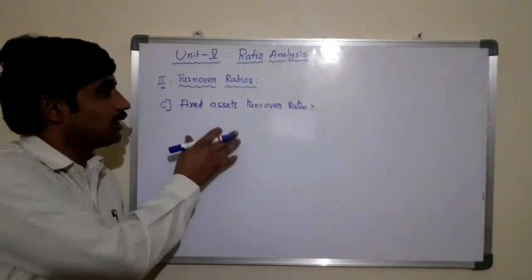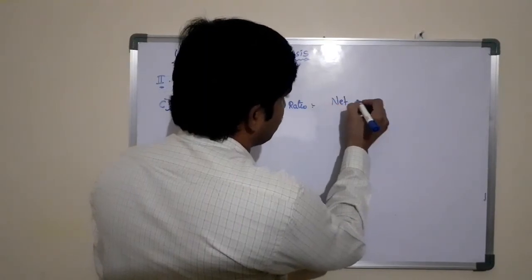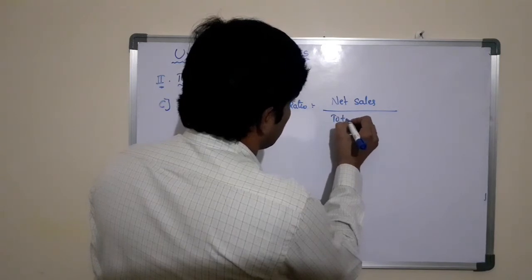So the formula for calculation of fixed assets turnover ratio is net sales by total fixed assets.